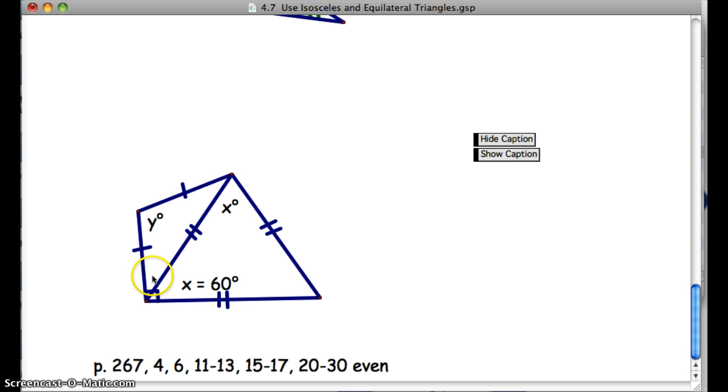So here, this is 30, and this is 30, because these are congruent. This is 30 because 30 plus 60 is 90. So 30 and 30 is 60, how much is left? Well, 120, right? So our vertex angle is 120 degrees.